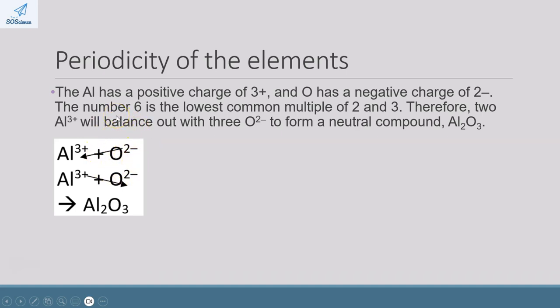But I know that this is confusing. So the cross multiplication method works really well here. We transfer the 2 from the O to the bottom of aluminium, and we transfer the 3 from the aluminium to the bottom of oxygen, and thereby we get the compound of Al2O3.